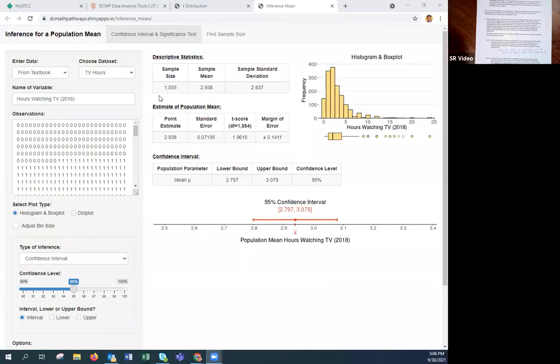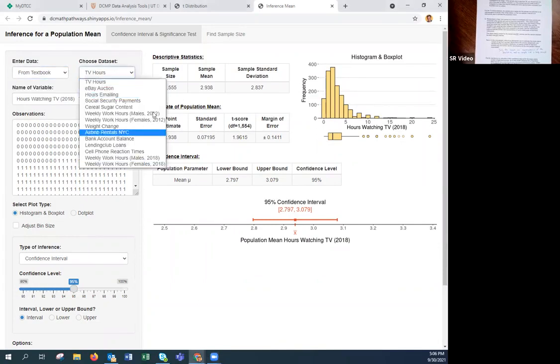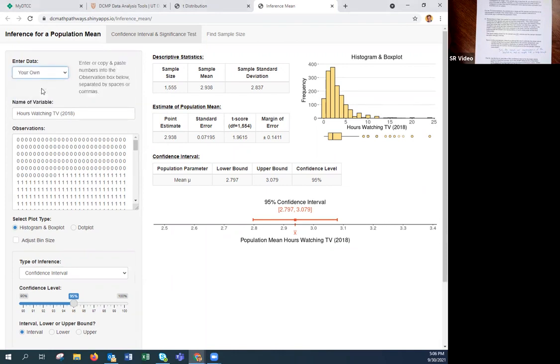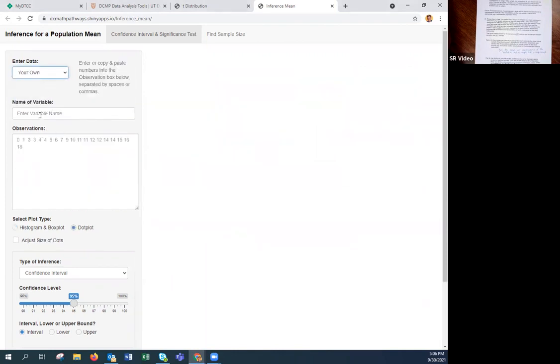Okay, so there's three ways you can enter data. One of the ways is from the textbook. In other words, there's already a data set that they want to refer to, and that's what we did with the TV hours. And the other two ways are you can either enter your own data, but this is where you enter it individually. So I'd have to enter the 3,857 different calories for those people that ate lunch, for those adults.